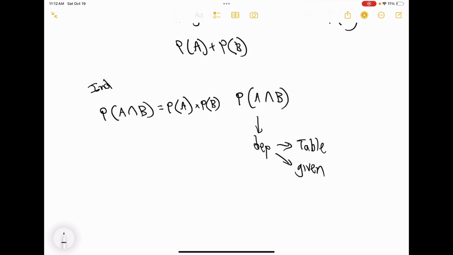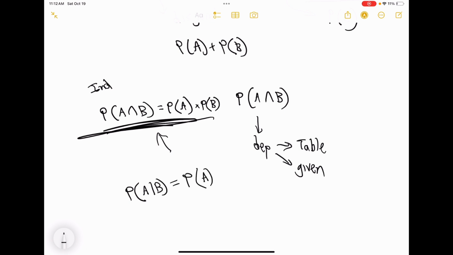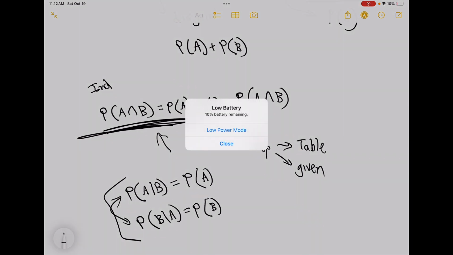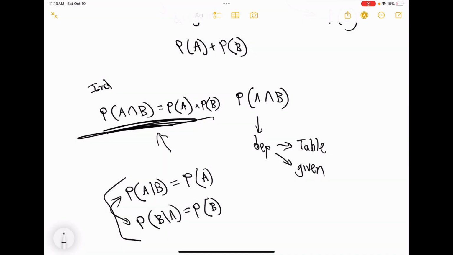Further, you should know that your tests for independence are either going to be you saying, hey, the probability of A given B is equal to the probability of A on its own, or the other way I've written this before: the probability of B given A is equal to the probability of B. These are the same, just interchanged for which one is the first event and which one is the second.